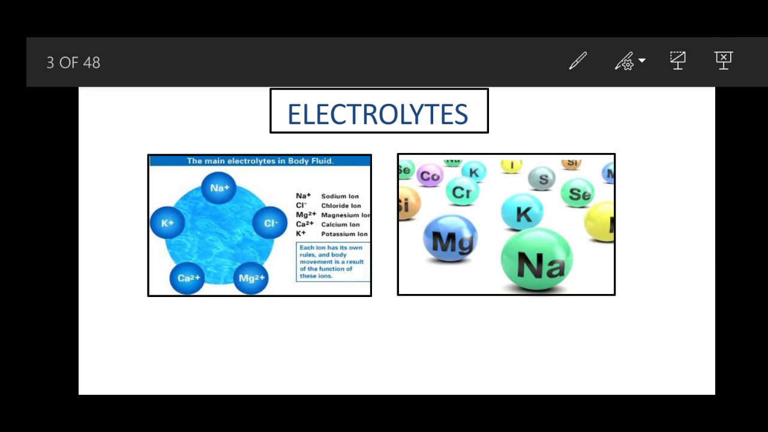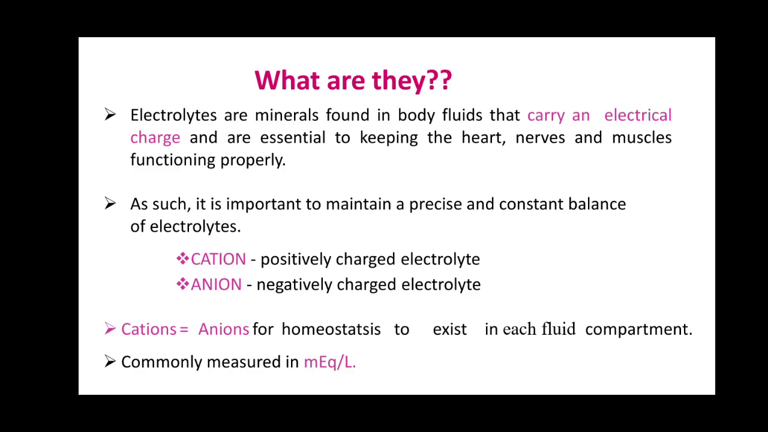So what are electrolytes? Electrolytes are minerals found in body fluids that carry an electrical charge and are essential to keeping the heart, nerves and muscles functioning properly. So it's important to maintain a precise and constant balance of electrolytes. They are cations and anions. Cations are positively charged electrolytes and anions are negatively charged electrolytes.